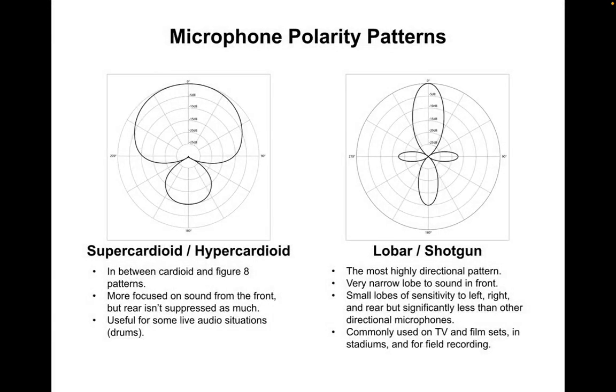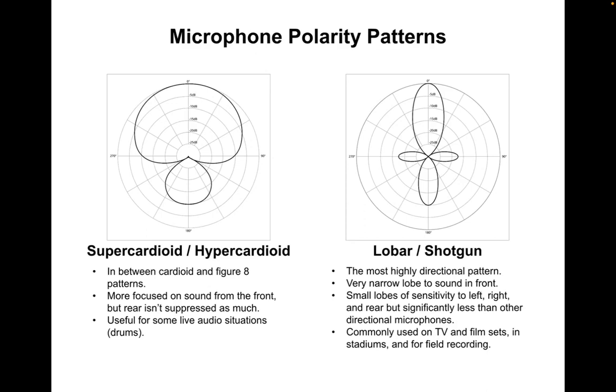The super or hypercardioid pattern falls in between the cardioid and figure eight patterns. It is more focused on sound from the front, but sound from the rear is not as suppressed as much. This pattern is useful for some live audio situations, like when used to microphone a drum kit.